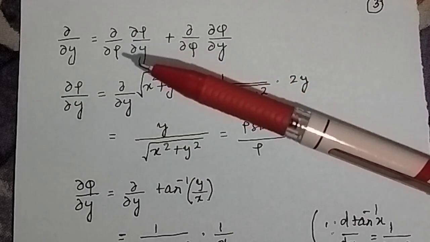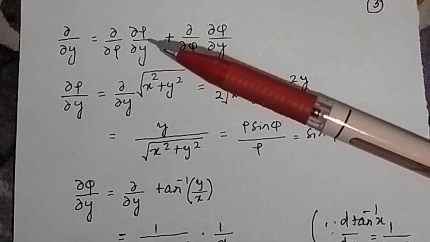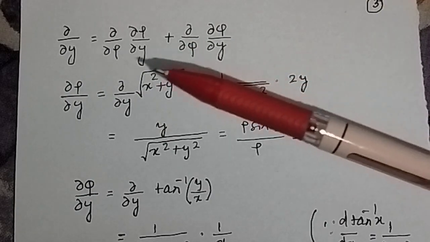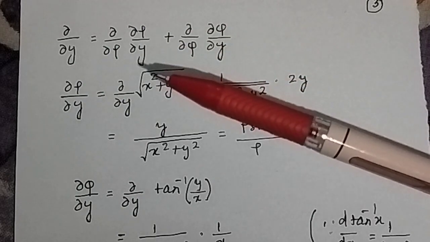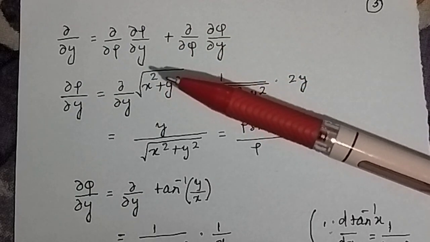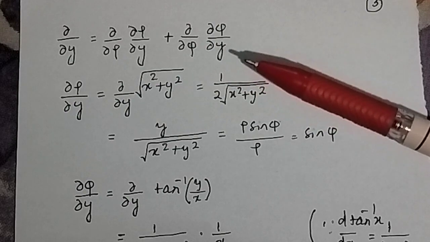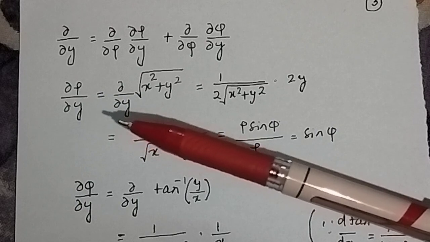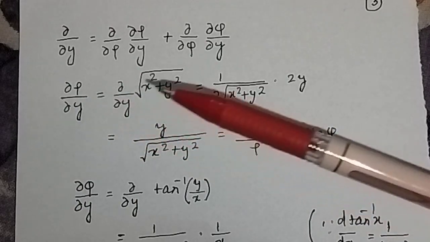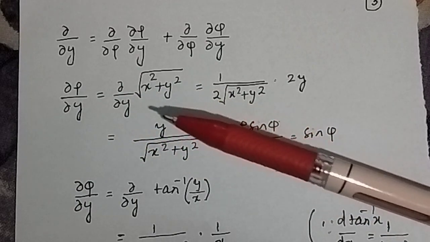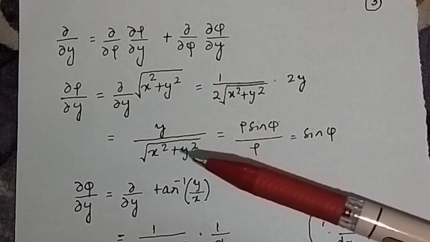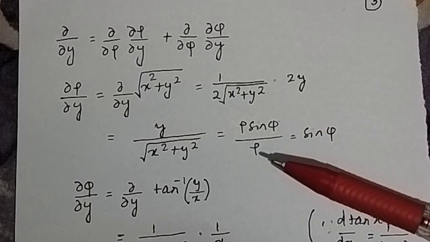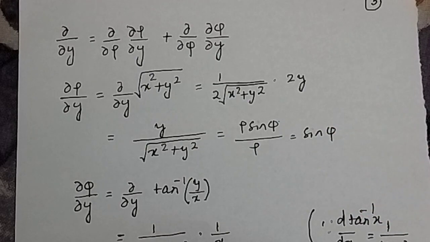So this is the partial derivative of rho with respect to y, and similarly for phi, you calculate the partial derivative of phi with respect to y. In a similar manner, when you take the partial derivative of rho, you substitute rho equal to the square root of x square plus y square, from the geometry I have shown you, and here you substitute y equal to rho sin phi divided by rho, then this will be equal to sin phi.